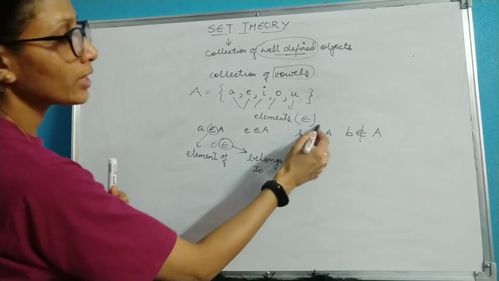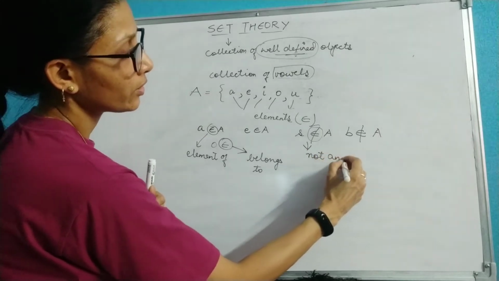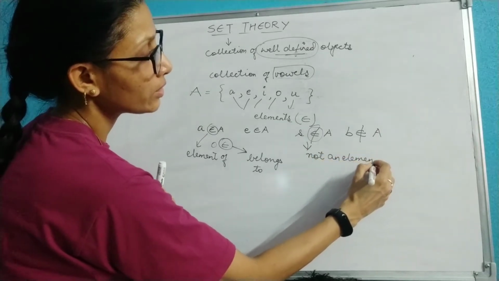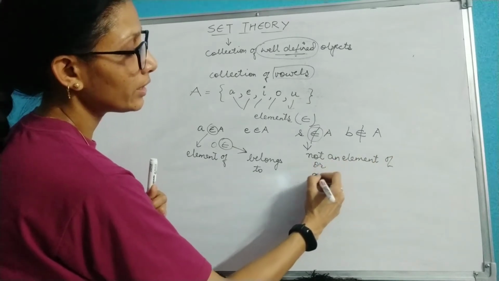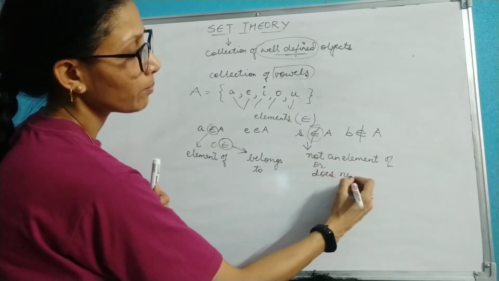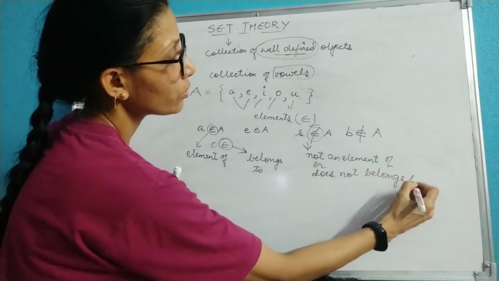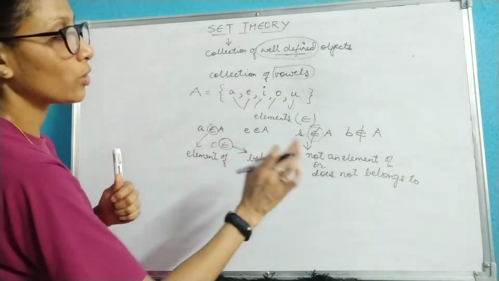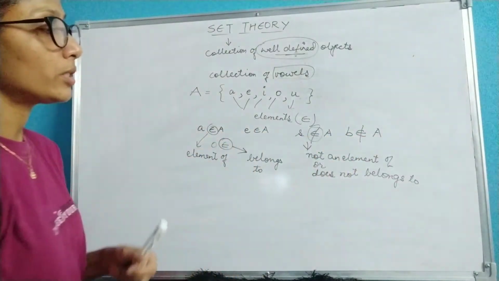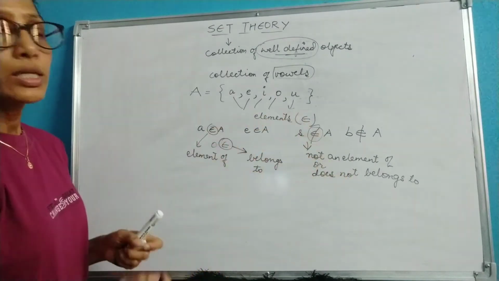And if it is written like this, that means not an element of set A, or I can say does not belong to. So these are the representation of element or belongs to, and this is the representation for the element which does not belong to the given set.